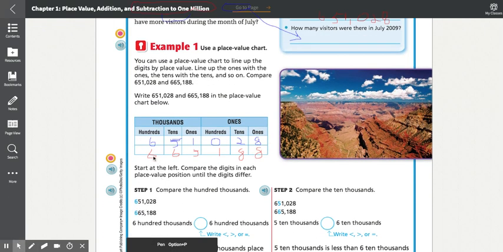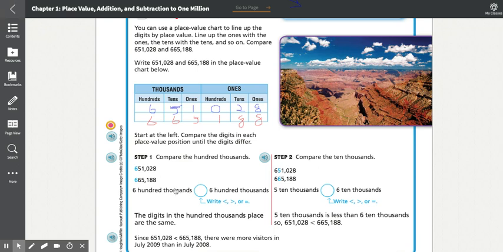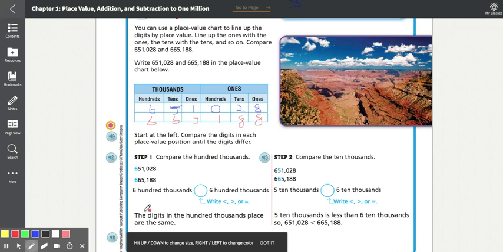Start at the left. Compare the digits in each place value position until the digits are different. Step 1. Let's compare the 100,000s. Well, they're both the same. So we cannot complete the comparison because they're the same numbers. Okay. So 600,000 is equal to 600,000 in the bottom number.